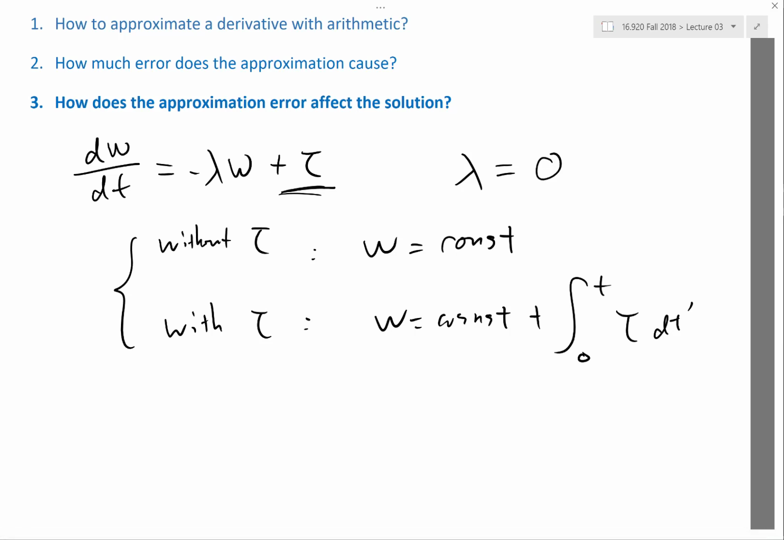The error you have added on the right-hand side of the equation, which is very similar to the truncation error we are introducing, just accumulates. The longer you integrate, the bigger the error, because the more tau has gone into the solution.